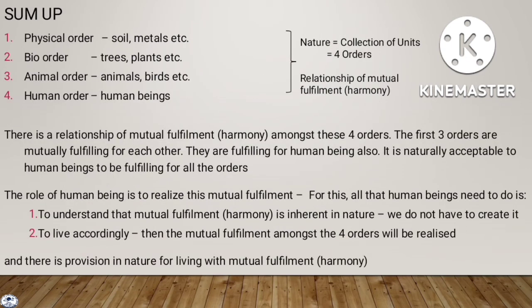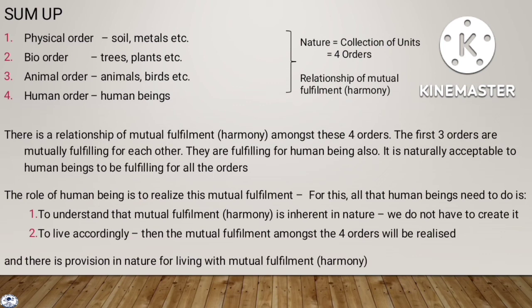So in that way, let's sum up this lesson. You have learned 4 orders in the nature. You will see physical order: soil, material, mineral, gas, etc. Then you have bio order: trees, plants, etc. Then animal order consists of animals, birds, insects, etc. Human order, of course, is human beings. They are all a collection of units. There is a relationship of mutual fulfillment in all the 4 orders.